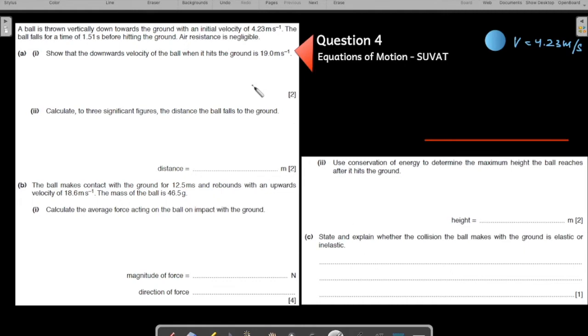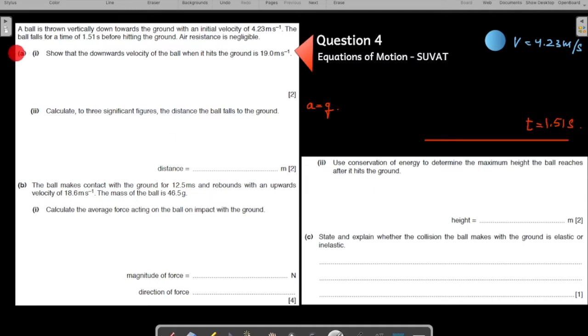Alright. So what is happening? The ball falls for a time of 1.51 seconds before hitting the ground. So the time taken for the ball to reach the ground ultimately is 1.51 seconds. This is the total time taken to reach the ground. Air resistance they are saying is negligible, which means that the acceleration will be g. Air resistance being negligible, you should always assume it means that there is no other force acting on the ball other than the force of gravity. So acceleration is g.